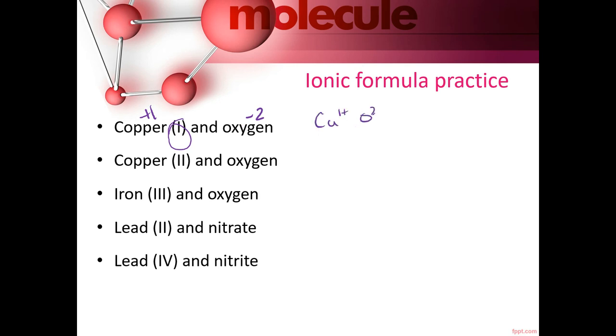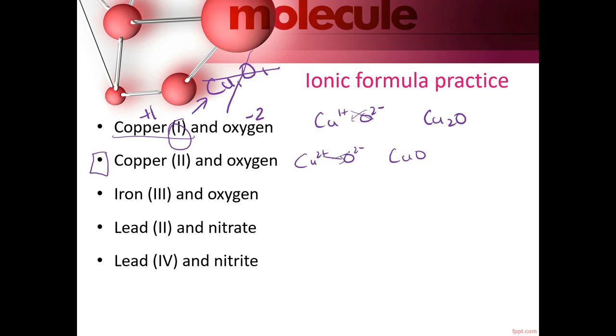Cu+1, O2-, not a match. Let's do our little trick to flip and switch. Cu2O, invisible 1. Be careful, because lots of students see that Cu1 and think, oh, I need 1 copper and 1 oxygen. That's wrong. Don't do it. This guy, however, his charge is copper 2+ and oxygen 2-. These are a perfect match, and so our formula is going to be CuO because the charges cancel each other out.